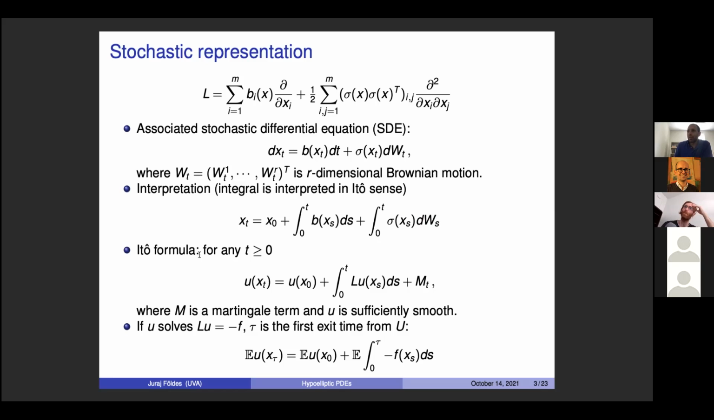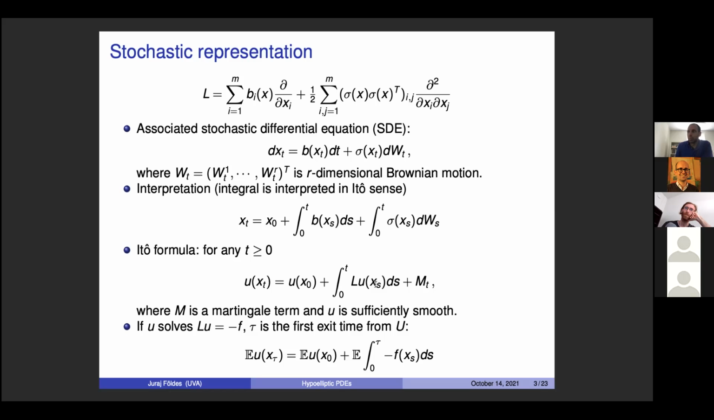And there's a famous Ito formula, which I'm not going to state precisely. I'm just going to say what it is. It says that if we have a sufficiently smooth function u, then I can compose it with my process X of t. And what I get is this equality. So u at X of t, in this integral notation, is the value of u at the origin, plus there is going to be this integral term.